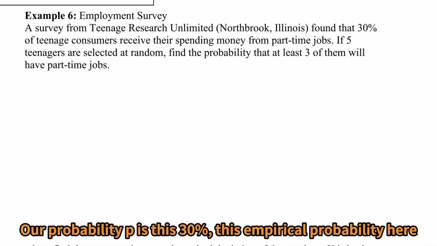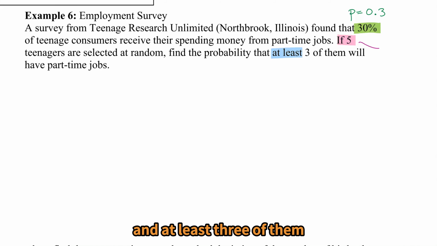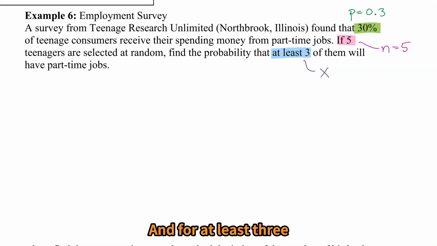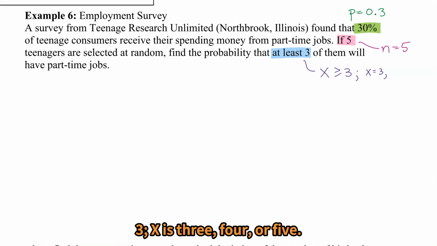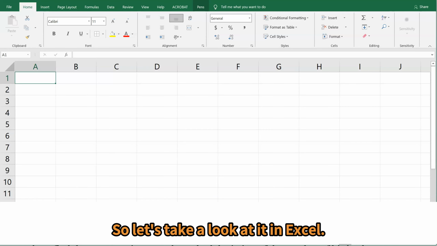So let's write down what we know. Our probability P is this 30%, this empirical probability here, 0.3. 5 teenagers are selected at random, and at least 3 of them will have part-time jobs. So the bigger number is always n. N is 5. And for at least 3, this means x is greater than or equal to 3. X is 3, 4, or 5. We want to look at all 3 of these. We've got P, N, and X, and for X we're looking at 3 different values. So let's take a look at it in Excel.